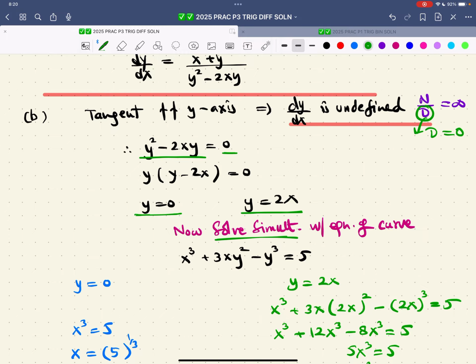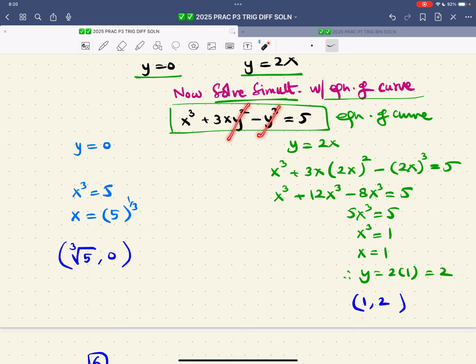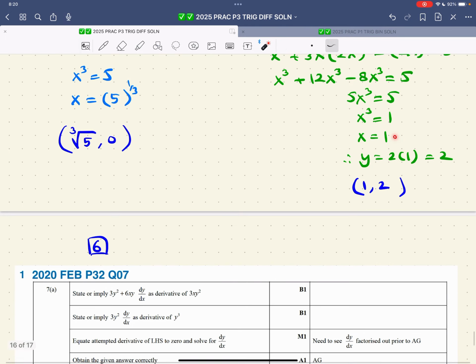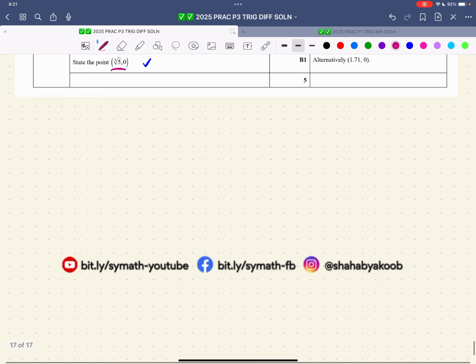Now solve simultaneously with the equation of the curve. That is the equation of the curve, and what you have to do is substitute. So now when y equals 0, this thing disappears, this thing disappears, x cube is 5, x is cube root of 5. Leave the answer in the exact form. When y equals 2x, plug in y over here, square it. Plug in y over here, cube it. Simplify, simplify, simplify. Cube root of a positive number is positive. The answers are cube root of 5 comma 0, and 1 comma 2.